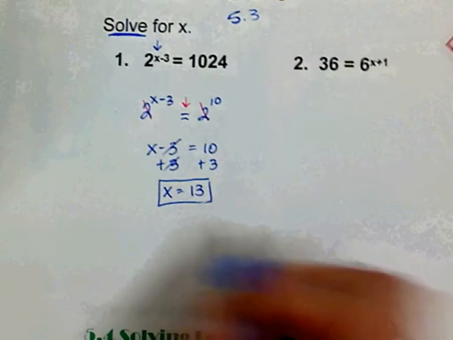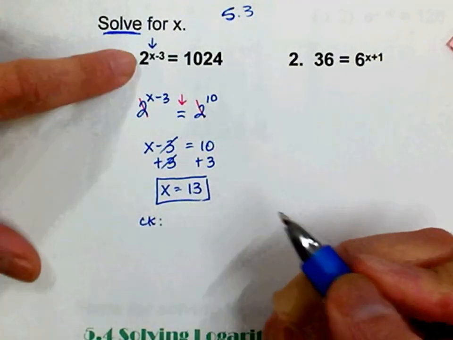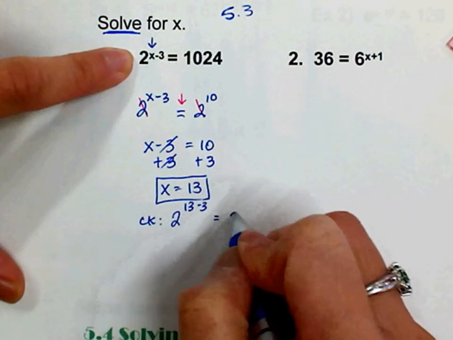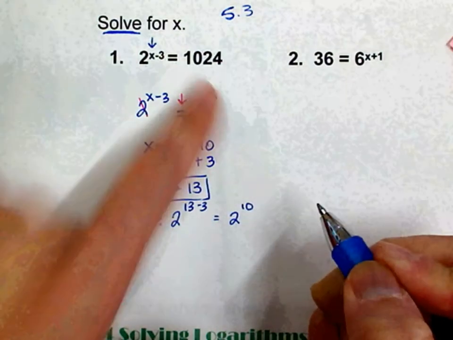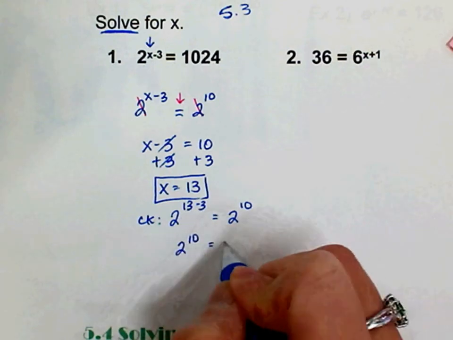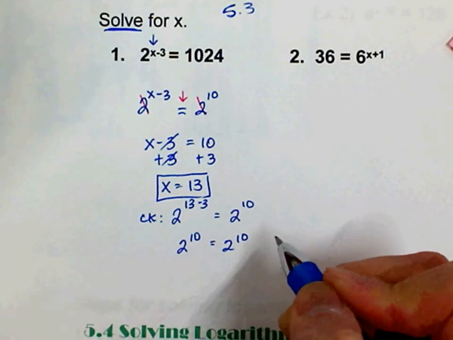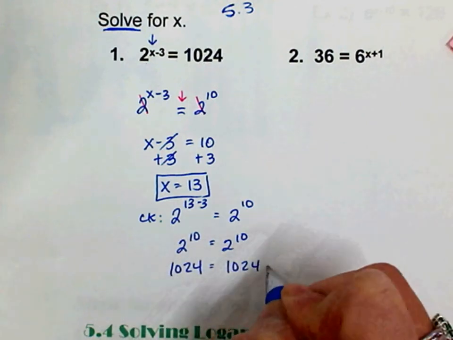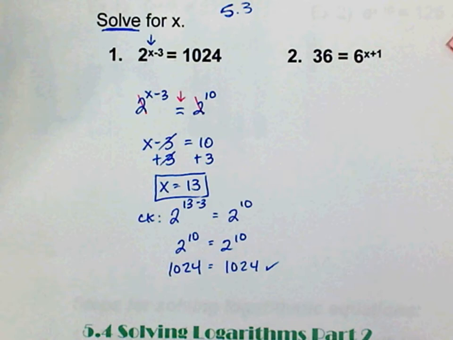All right. Now if you want to check, you can check. So 2 to the 13 minus 3 equals 2 to the 10th, or 1024. 13 minus 3 is 10, equals 2 to the 10th. You see how those are the same? Which comes out to be 1024 is equal to 1024. And there you have it.